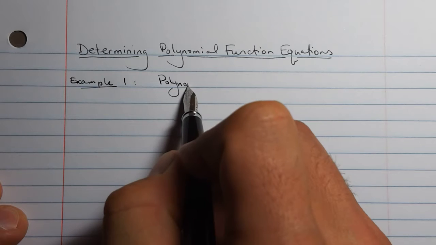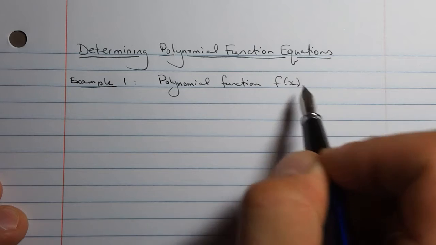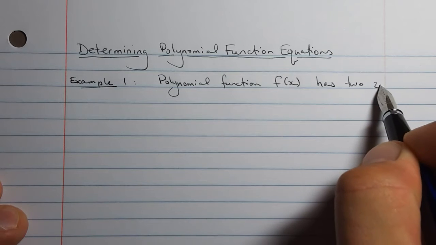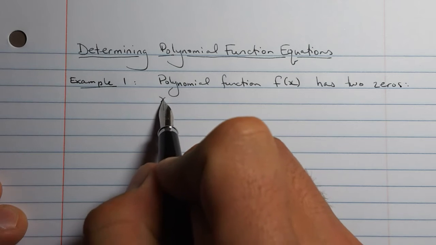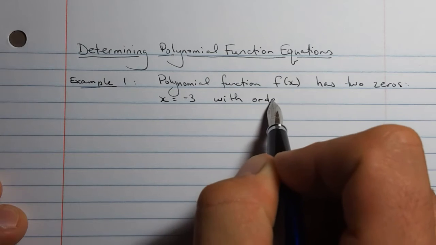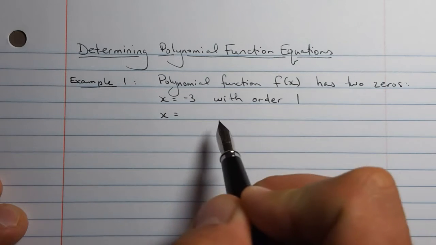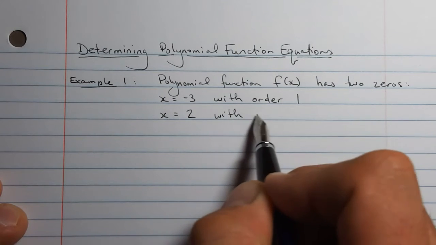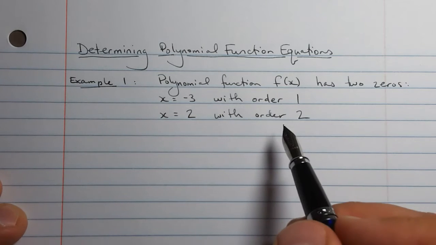Polynomial function f has two zeros. I'm going to tell you about them. So the first one happens when x equals -3, and it has order 1. The second zero happens when x equals 2, and it has order 2. So that tells us quite a bit about it.